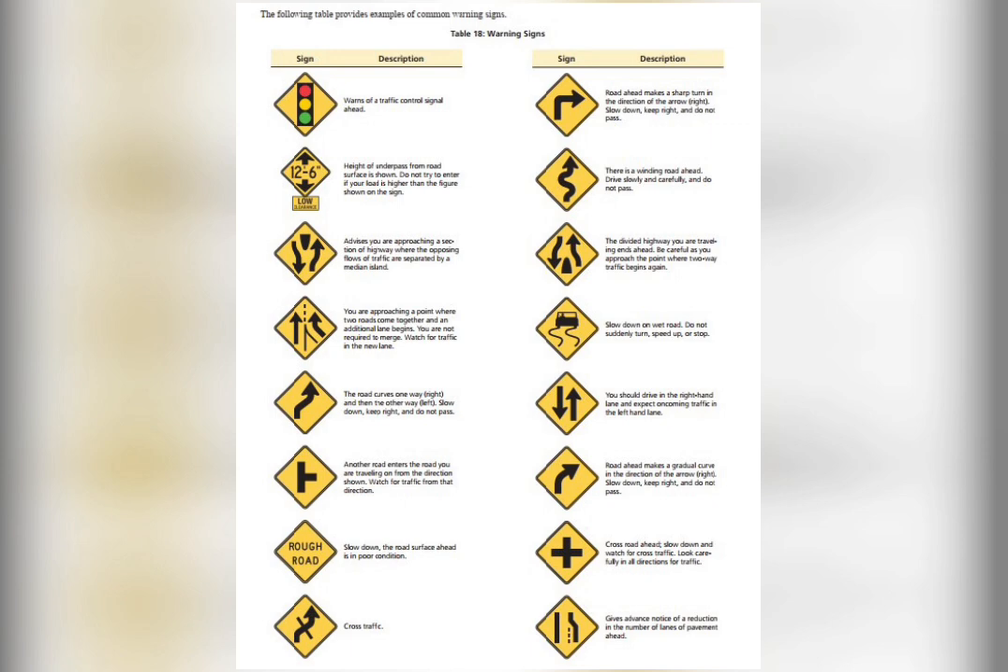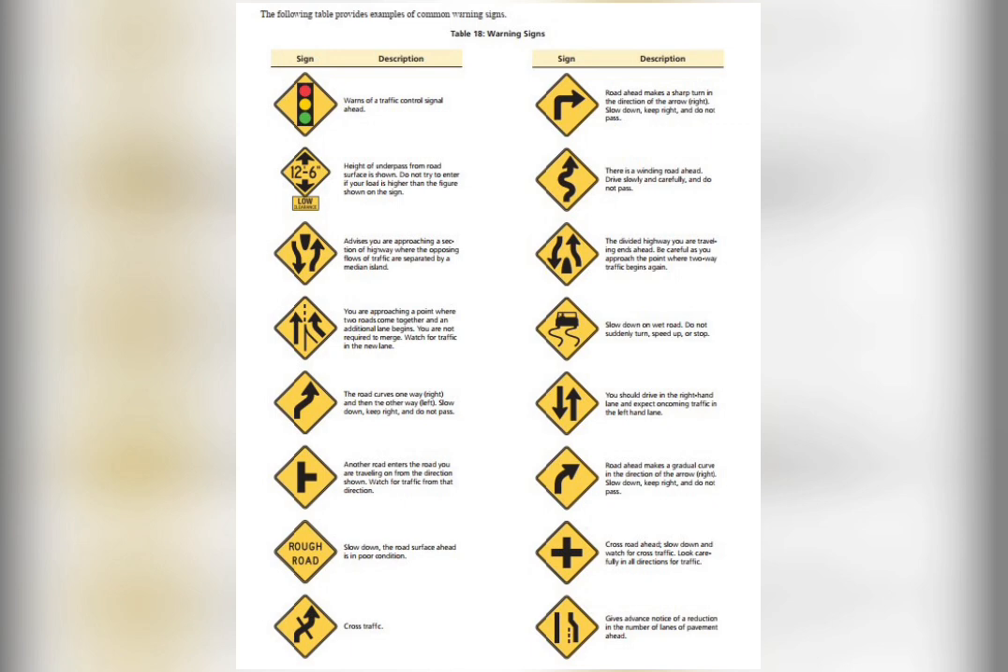Cross traffic. Road ahead makes a sharp turn in the direction of the arrow, right? Slow down, keep right, and do not pass. There is a winding road ahead. Drive slowly and carefully and do not pass. The divided highway you are traveling in ahead: be careful as you approach the point where two-way traffic begins again.